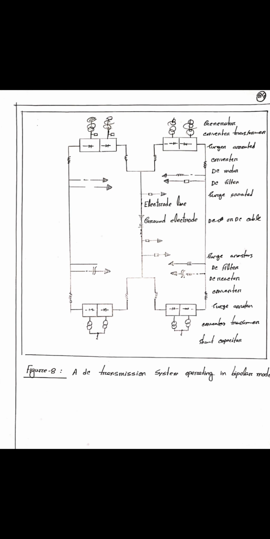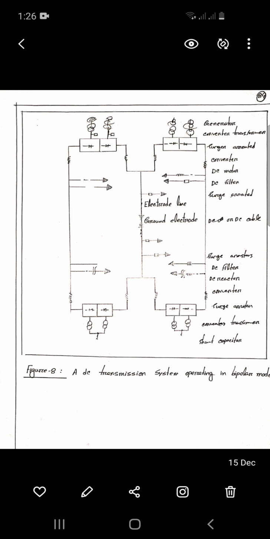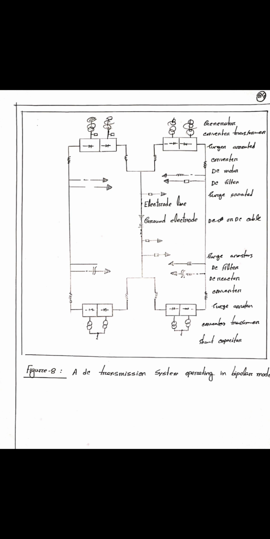Here is the generator. Figure: a DC transmission system operating in bipolar mode. Generator, converter, transmission line, charger, and converter, DC motor, DC filter, DC reactor, DC converter, and shunt operation.